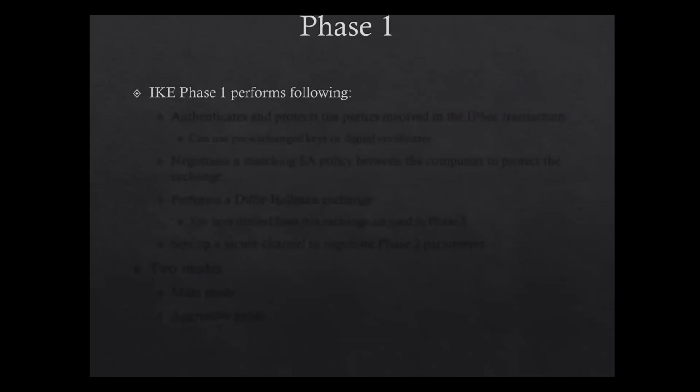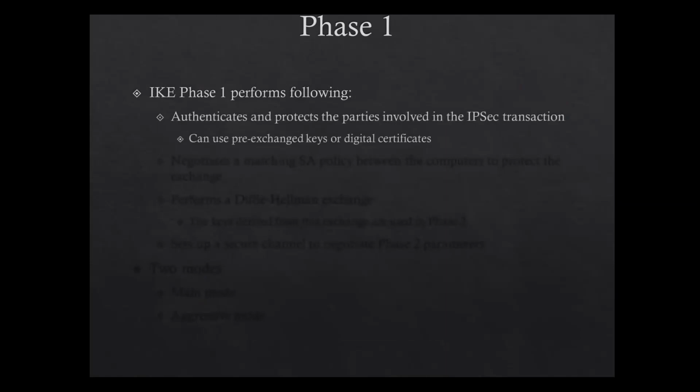Now let's understand what phase 1 does. It says it authenticates and protects the parties involved in the IPsec transaction. Whenever we are talking about IPsec, we always know that there have to be two people.